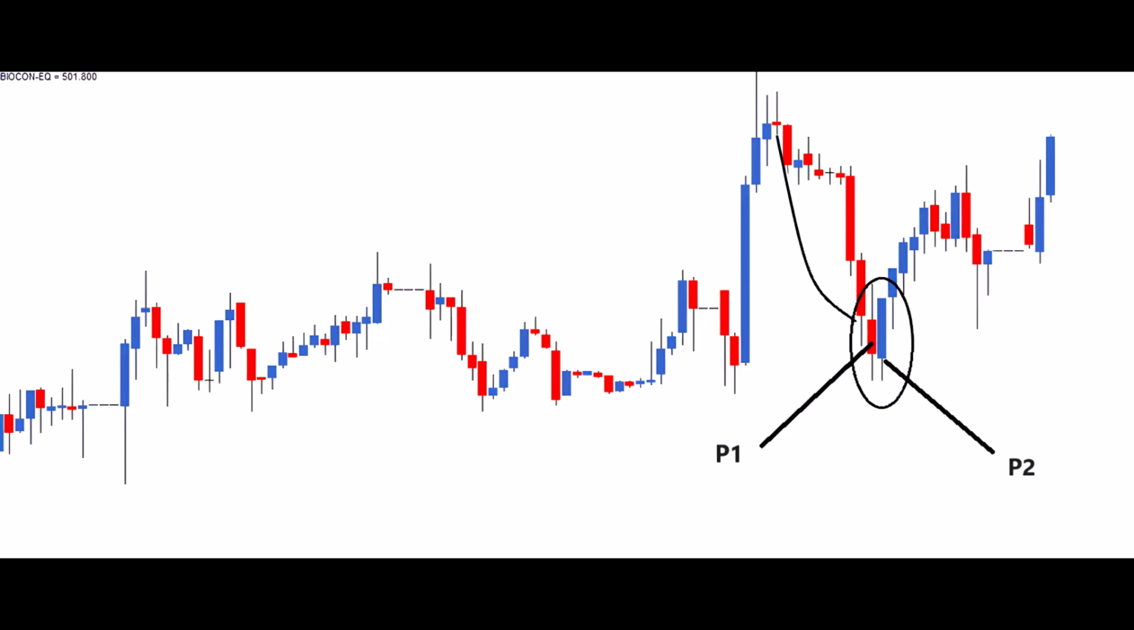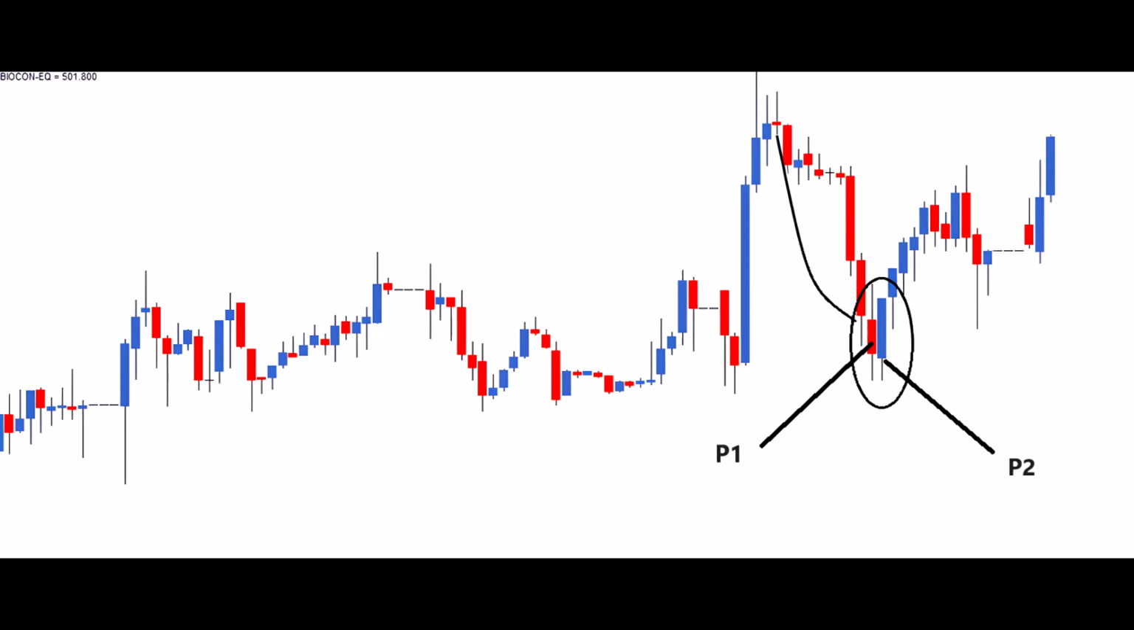Firstly, the prior trend must be a downtrend. The first day of the pattern should feature a red candle, affirming the bearish trend. On the second day, we need a blue candle, long enough to engulf the red candle from the previous day.